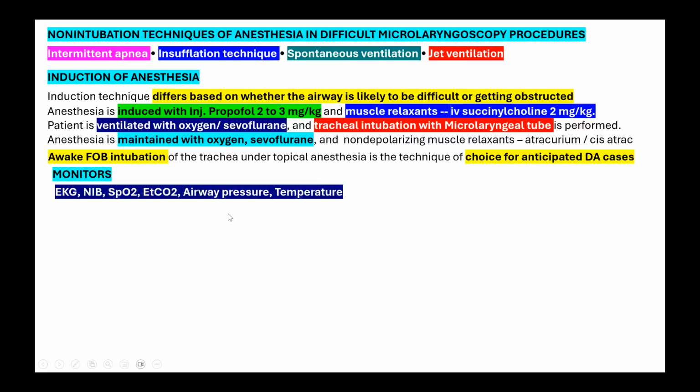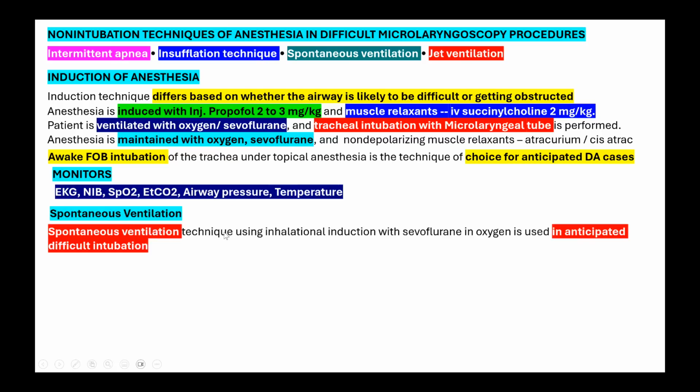Monitors: the regular monitors plus airway pressure monitors are also very, very important. Apart from the regular standard monitors which are required, the airway pressure monitor will tell you, especially when you use a high flow or jet ventilation, airway pressure should not be allowed to exceed more than 20 to 25 millimeters of mercury.